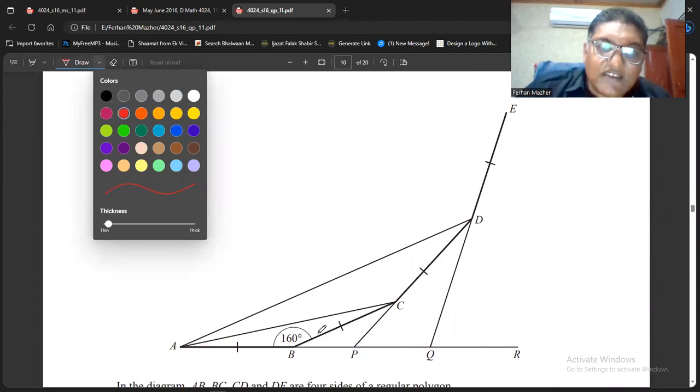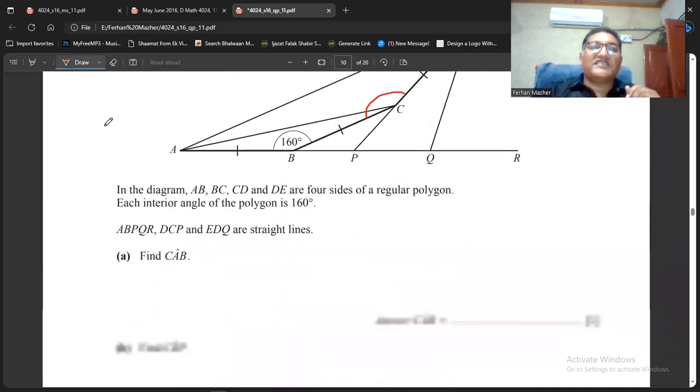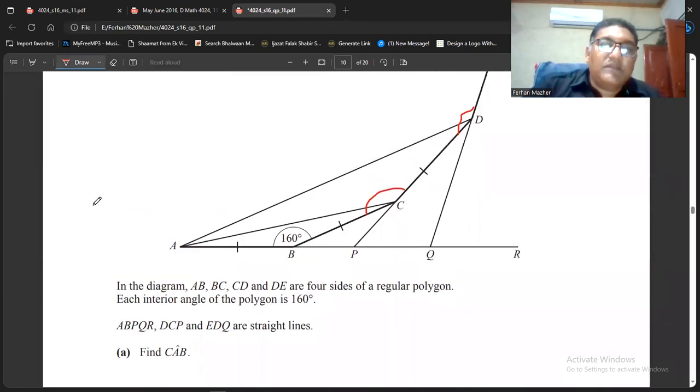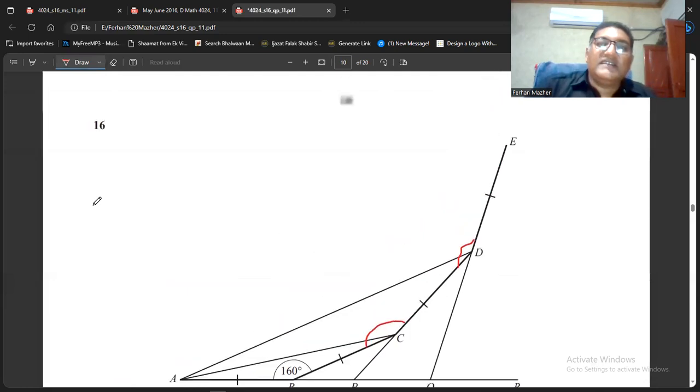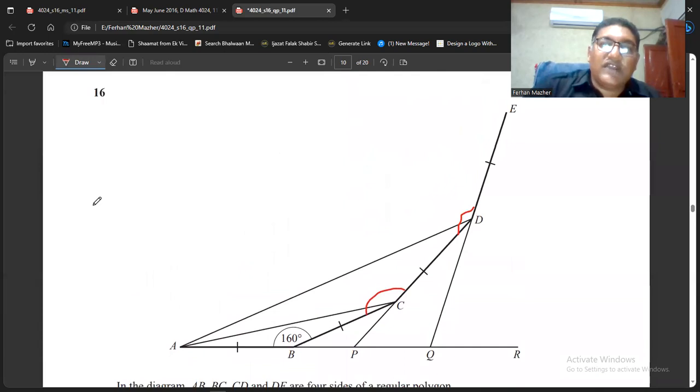Because this internal angle is 160, remember this internal angle will also be 160, and this internal angle will also be 160. So the angles which I have marked with red are 160, 160, because this is a regular polygon. Regular polygon means all its internal angles are the same. He says each interior angle of the polygon is 160 degrees, and ABPQR, DCP, and EDQ are straight lines.